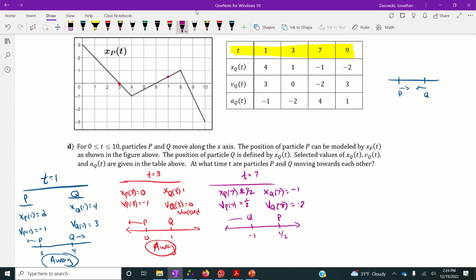Q is moving to the left. P is moving to the right. And these are once again traveling away from one another.